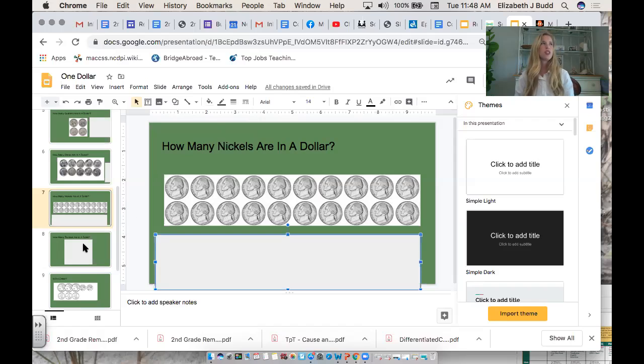I have a challenge question for you. How do the nickels compare to the dimes? Are there more nickels in a dollar or fewer nickels than dimes? The answer is that there are more nickels in a dollar because nickels are worth less money. So it takes more of them to get to 100.